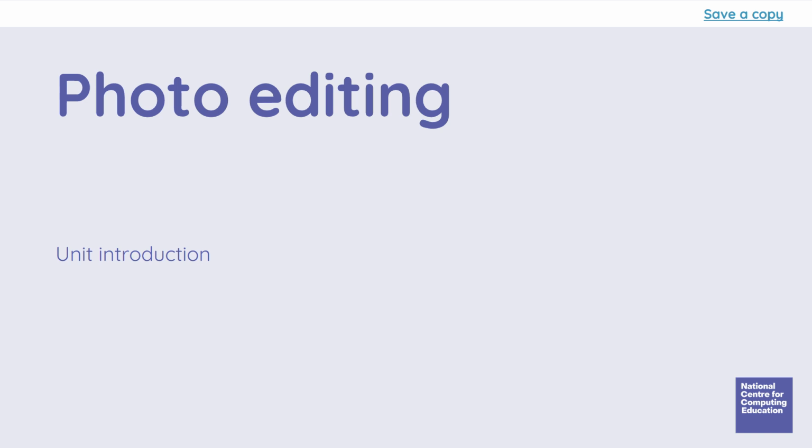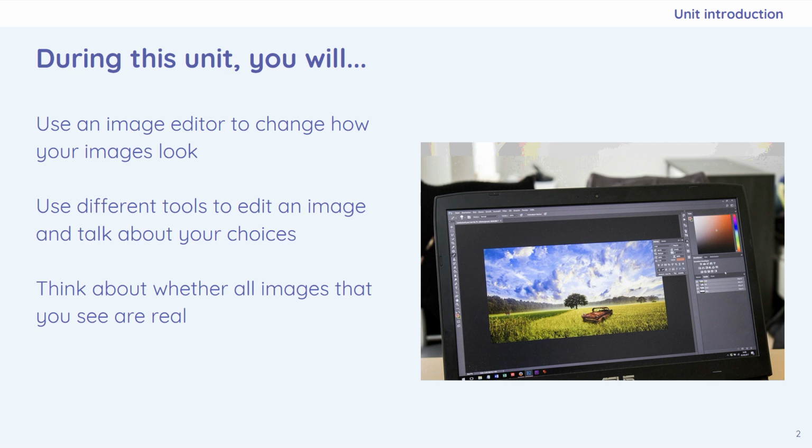It's the first lesson in our photo editing unit that we're going to start today. And I'm going to just share with you some of the things that we're hoping to achieve in this unit. Hopefully in this unit we are going to use an image editor to change how your images look. The image editor that we're going to use is called Paint.net, and it's a free piece of software that you can download. If you just Google Paint.net, you'll be able to see the free download option there.